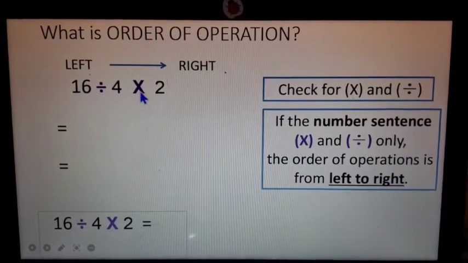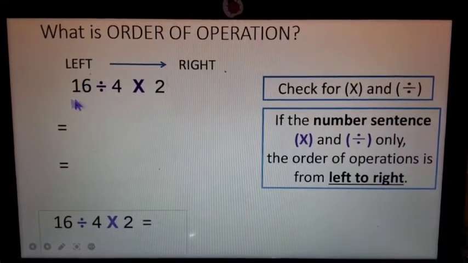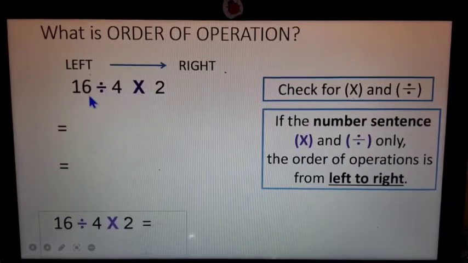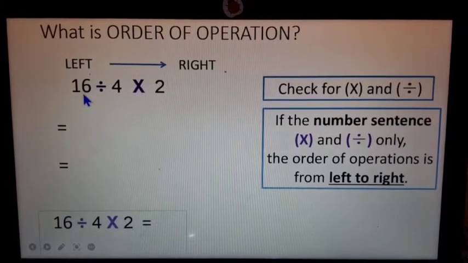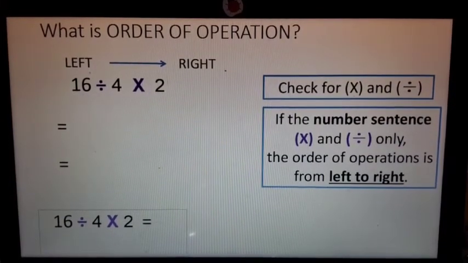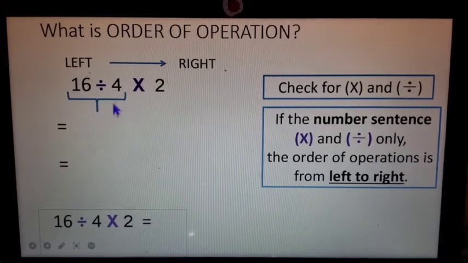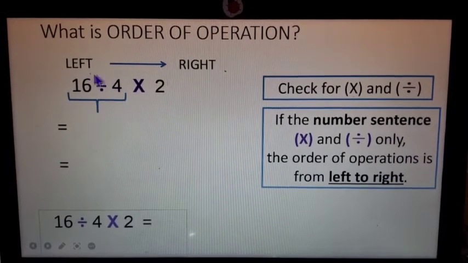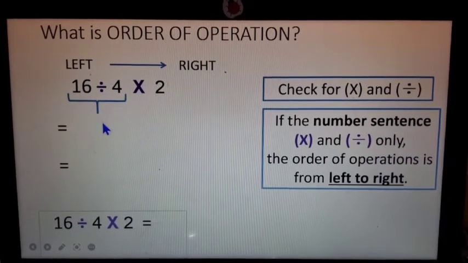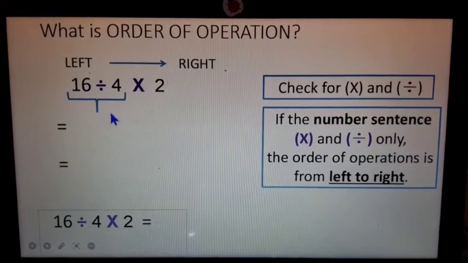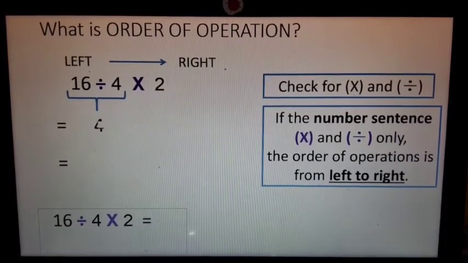So, you can solve this number sentence from left to right. Okay. So, I start from 16, isn't it? So, 16 divided by 4 is... So, this is divide. If you can't remember your multiplication table, you can refer to your table later. So, 16 divided by 4 is equal to 4.